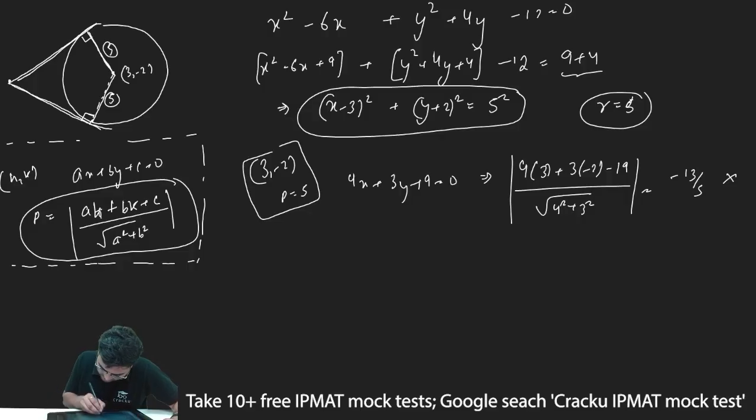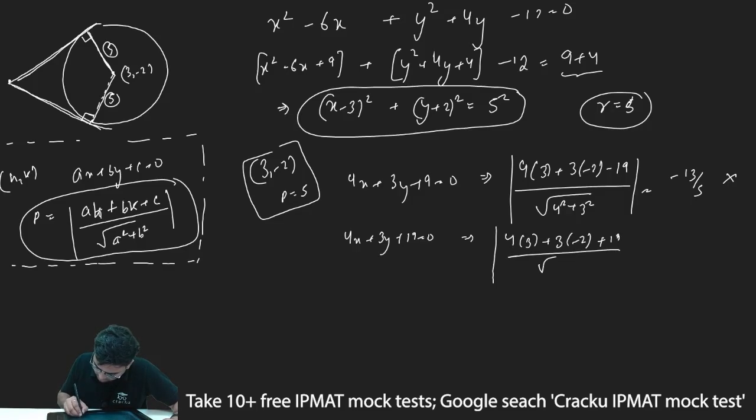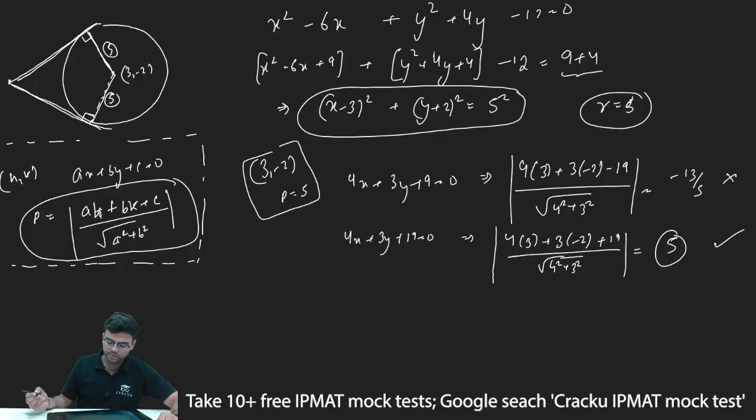Let's find out the second one, which is 4x plus 3y plus 19 is equal to 0. This implies 4 into 3 plus 3 into minus 2 plus 19 divided by under root 4 square plus 3 square. So 4 into 3 is 12, 12 minus 6 is 6, 6 plus 19 is 25, 25 divided by 5 is 5. So this is basically the condition which I want: if the perpendicular distance from the point 3 comma minus 2 to a particular line should be 5, then it's the tangent. So I can say this is one of my tangents.